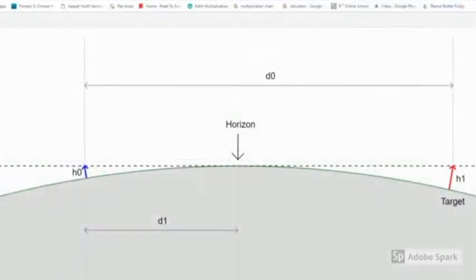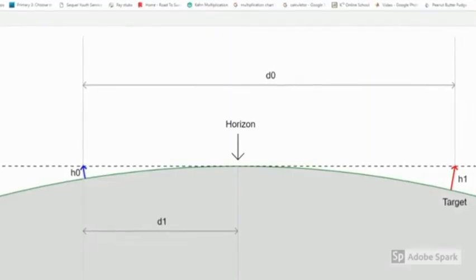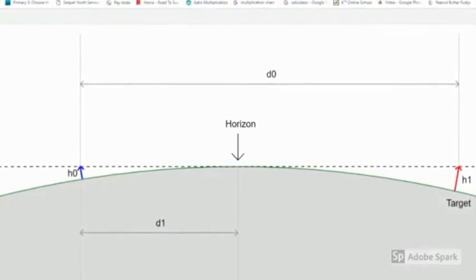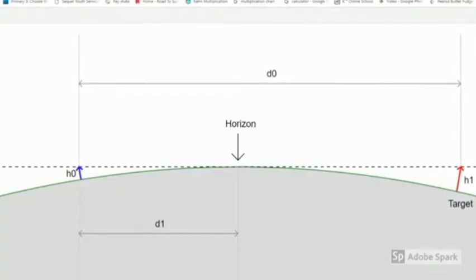Here is the diagram it shows. The dotted line represents your line of vision. The blue arrow represents your eye height, and the red arrow shows you how much of your target gets covered by the curvature of the Earth.